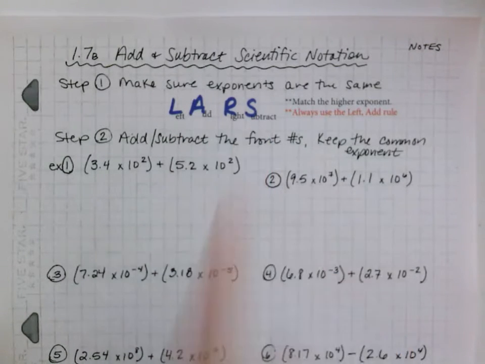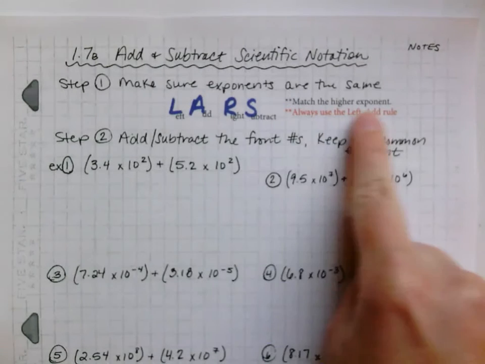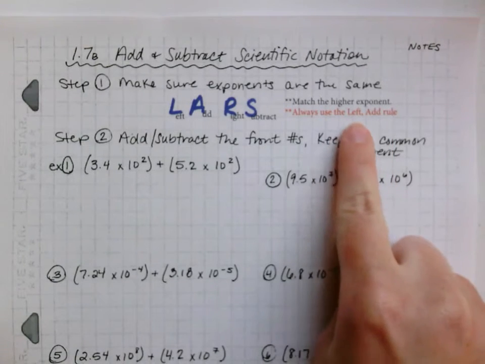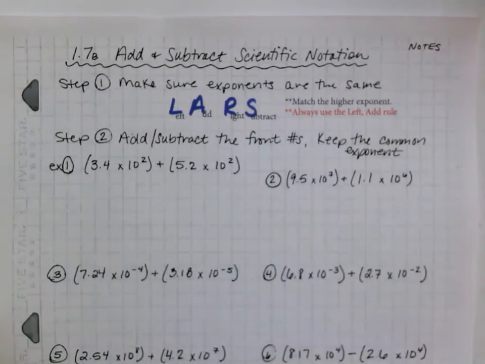It's going to be simplest for you to match the higher exponent, and you're basically going to be using the left add rule exclusively. We won't use the right subtract rule much. So then we're going to add and subtract the front numbers, and we will keep the common exponent. So similar to when you're working with fractions, you'll add the numerators but keep the denominators. Kind of same thing here. We'll add or subtract the front numbers but keep the common exponent.